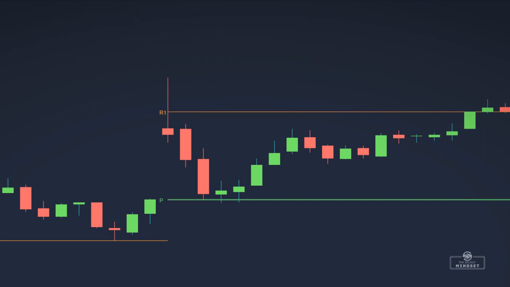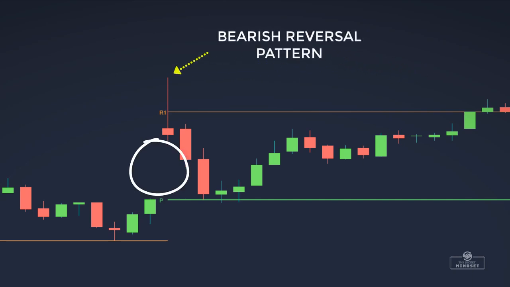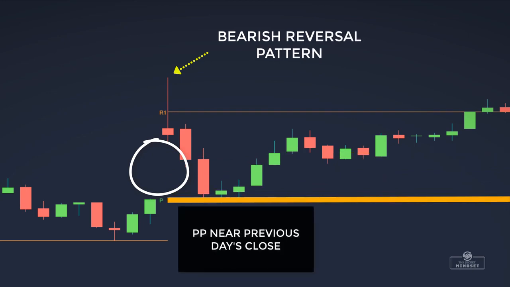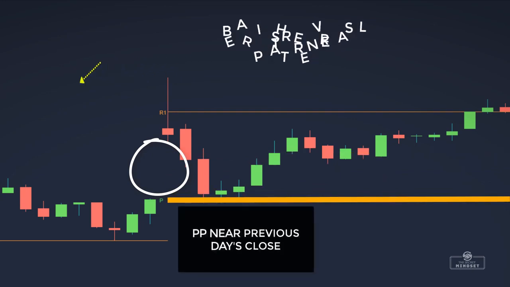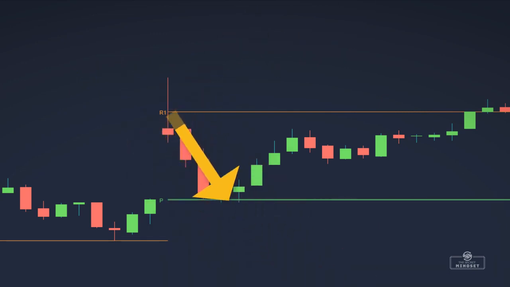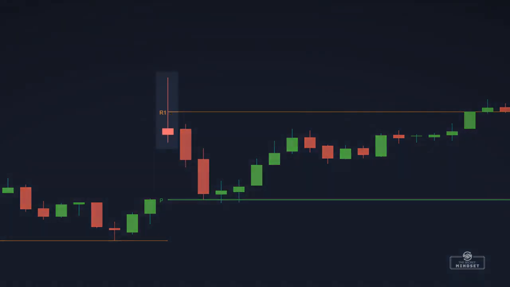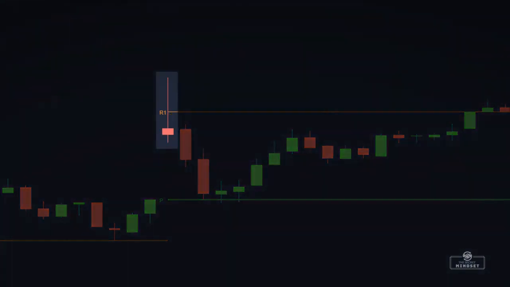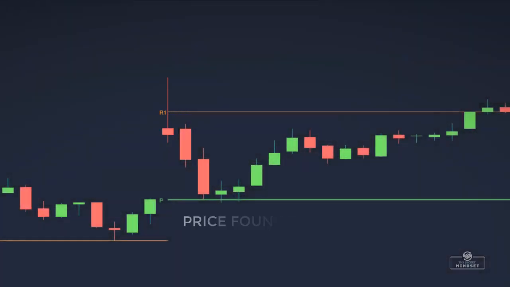Let's take an example. This 15-minute chart of Apple stock illustrates a perfect trade. The stock opened the day with a gap up and formed a bearish reversal pattern. Since the central pivot point was around the previous day's close, there was a high probability that the price would return to that area, which was indeed the case. The bearish reversal setup easily triggered an entry on this day, as price dropped steadily to the central pivot point before finding support.